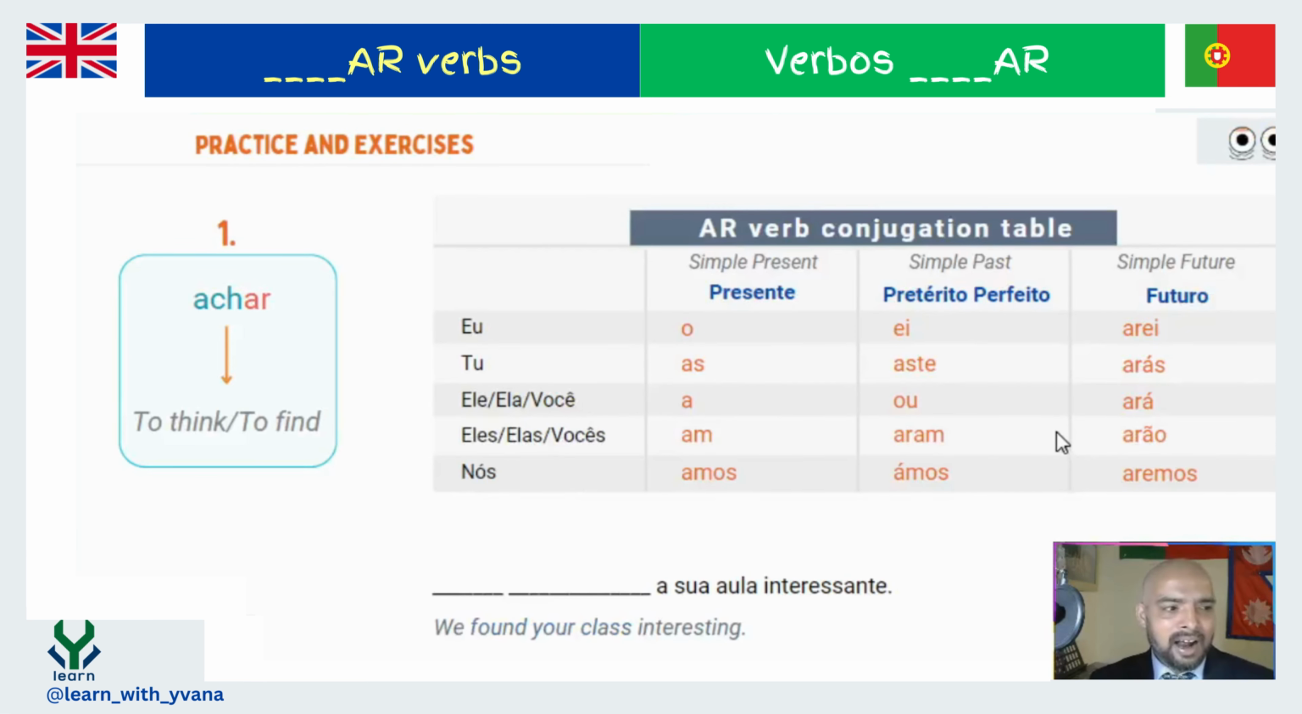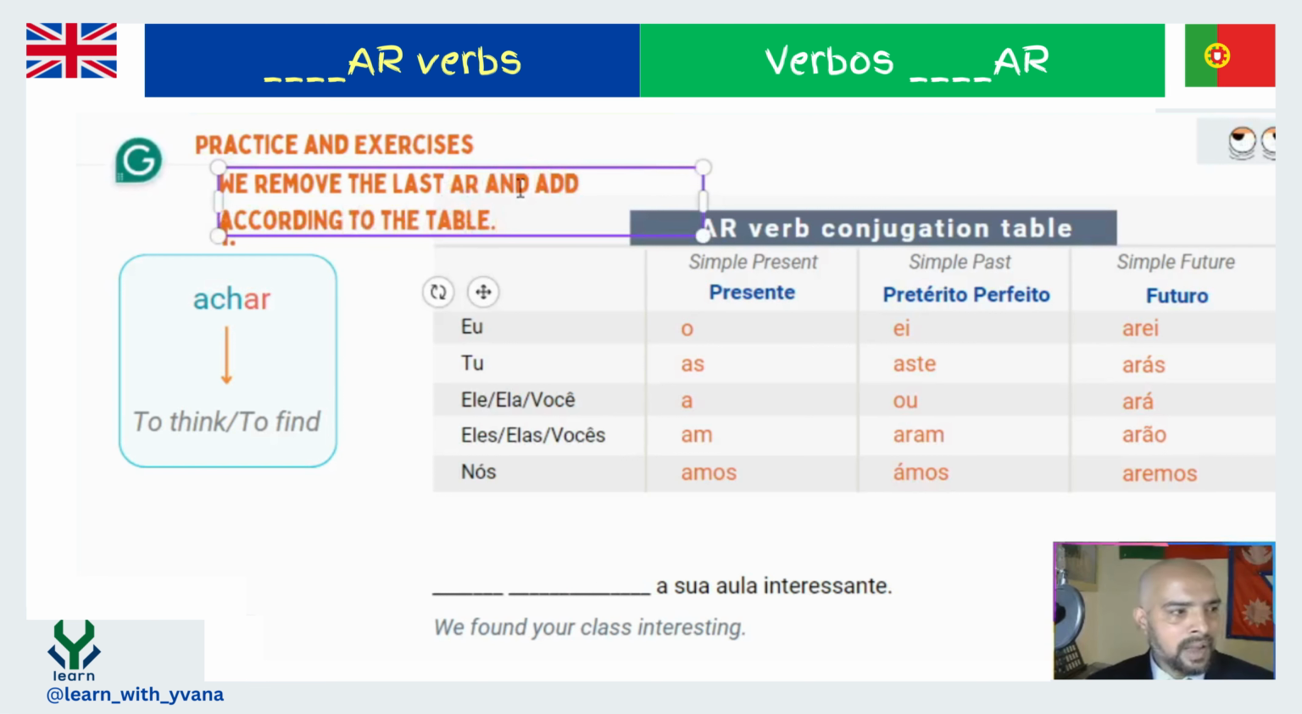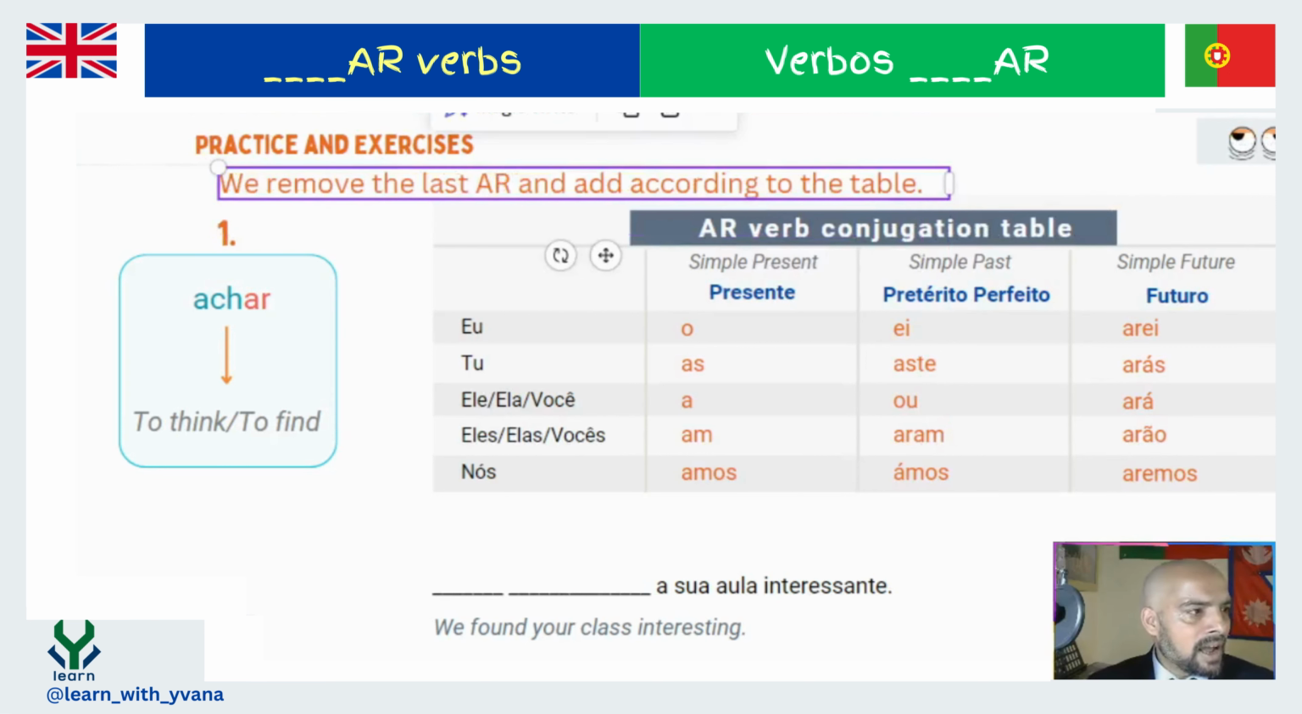Let's say here I have a table and I have made something already ready for you, right? This is the table of AR verb conjugation, and here what we do is we remove the AR and we change its form, right? We remove the last AR and add according to the table, right? So how can I do this? Let me change it to another font, okay, and let me change its color to black, okay.